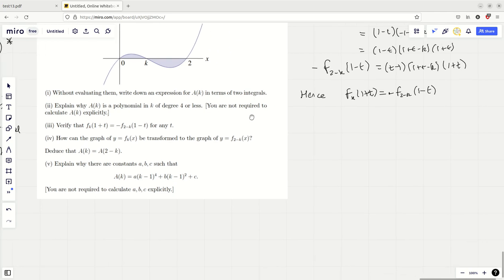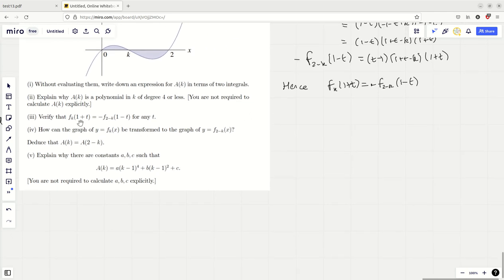Now, why is this relevant to this part? Well, look at what you've just done. And look, they want you to work out y equals f subscript k of x. Well, we're going to replace then. We're going to say, okay, let x equal 1 plus t. Because then I can work out what 1 minus t is in terms of x. Now, the easiest way to do that is times by minus 1 and add 2.